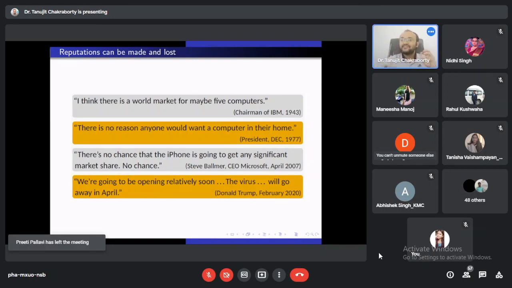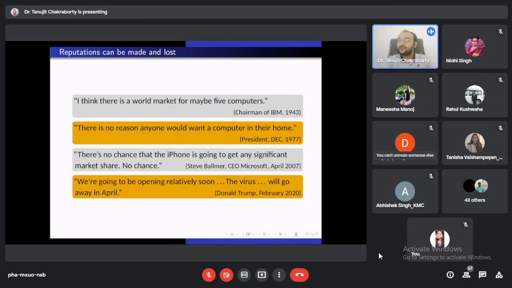Just like the chairman of IBM in 1943 said, I think there is a world market for maybe 5 computers. Do you know what happened? After 1943, IBM started making computers, and IBM was still popular. When I was in school, I was using an IBM computer. So the chairman of IBM made a forecast which was so true and made so much reputation.